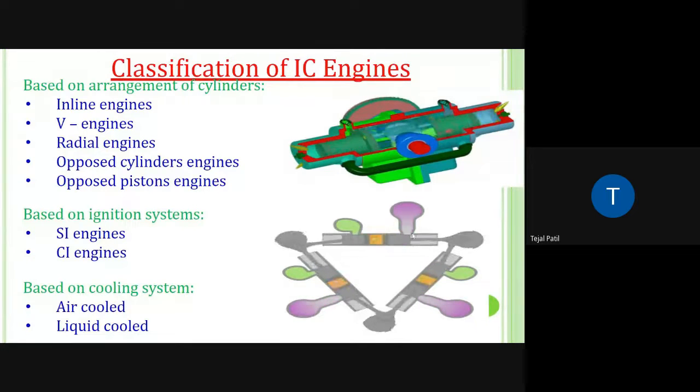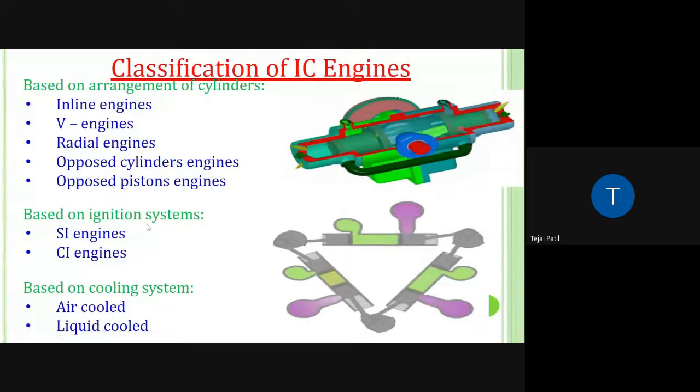Okay. अभी आप इसमें देख सकते हो, सिर्फ इतना observe करो. This one. Okay. Pistons are oppositely arranged. So that's why it is an opposed engine, opposed piston engine. Okay. So this is what basically, based on the arrangement of the cylinder, IC engines are classified.